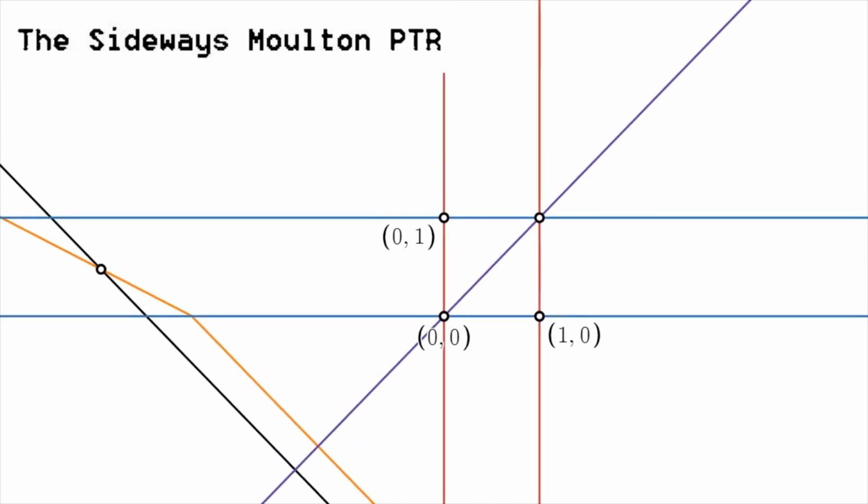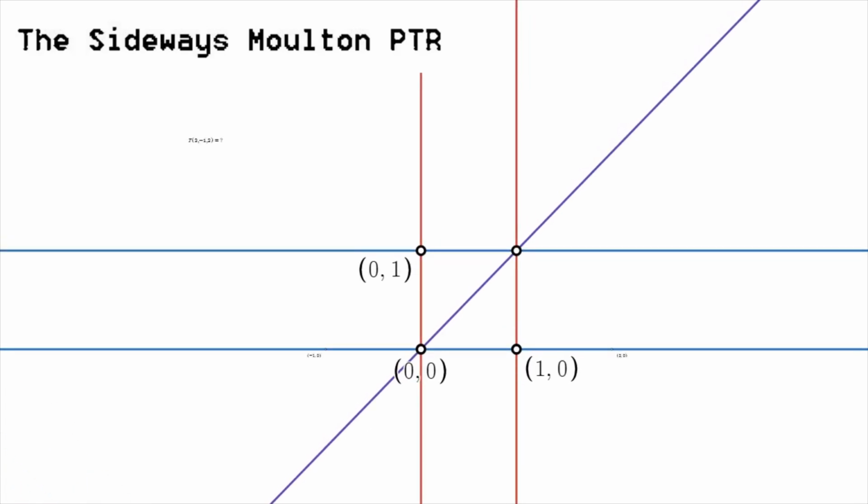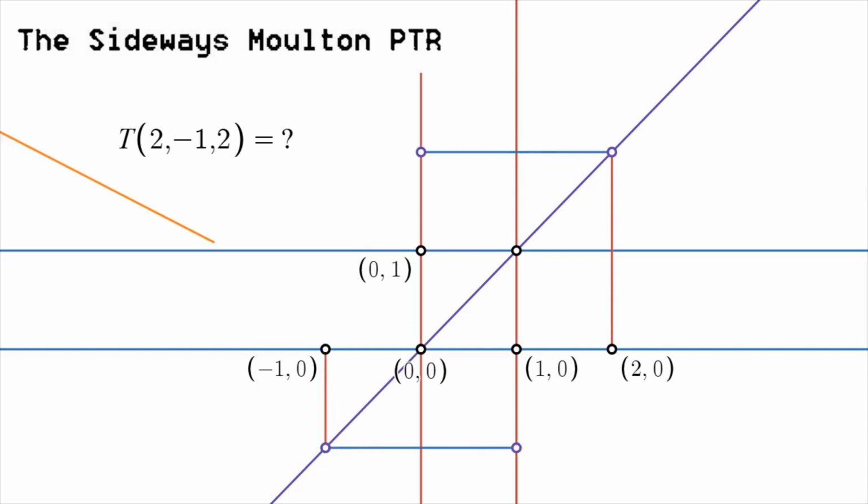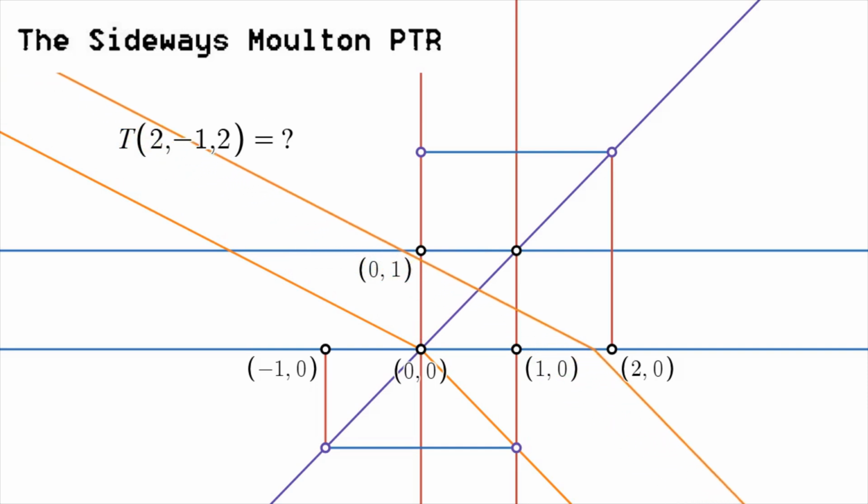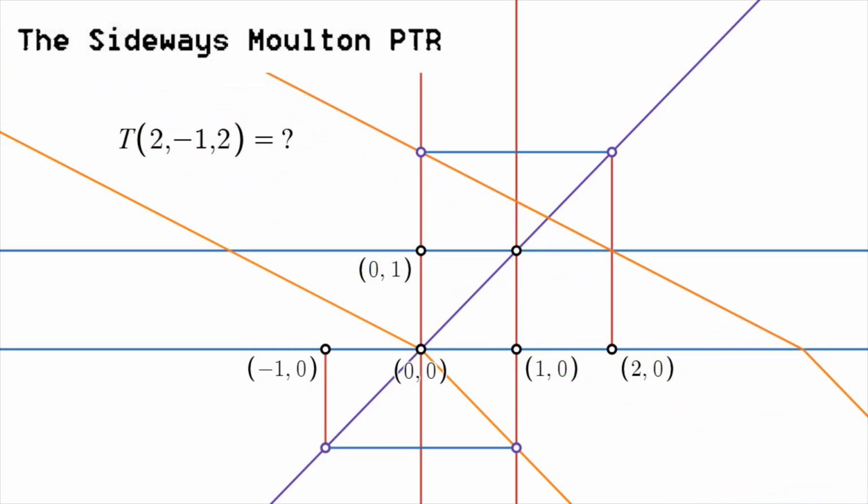Let's work through a calculation with this new kind of line. Suppose we want to find t of 2, -1, 2. First, we form the sideways Moulton line between 0, 0 and -1, 1. Then, we shift it over so that it passes through 0, 1. This line intersects the vertical through 2, 0 at 2, 1, so t of 2, -1, 2 is 1. Notice that for non-sideways Moulton lines, the weirdness was always on the left side of the y-axis, but now the corner can move left and right.